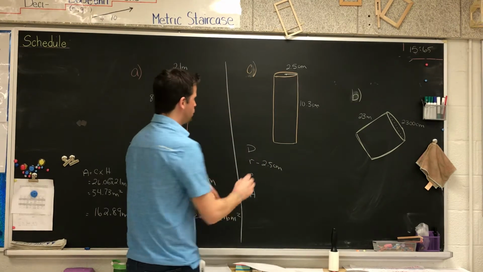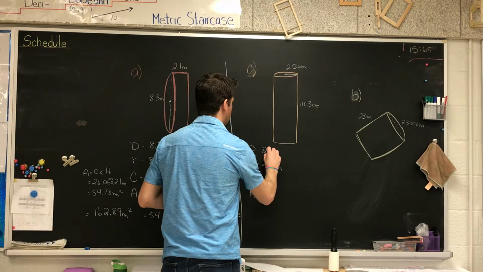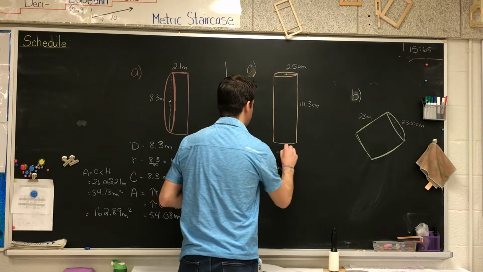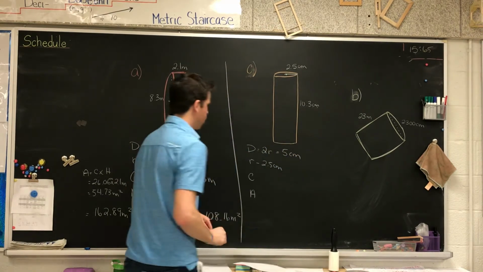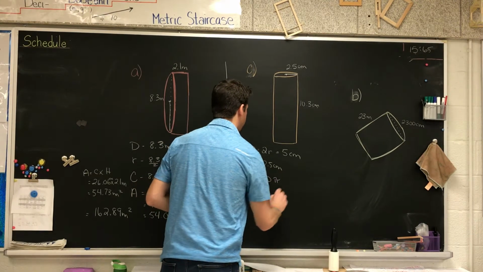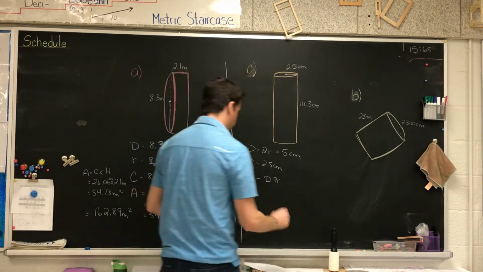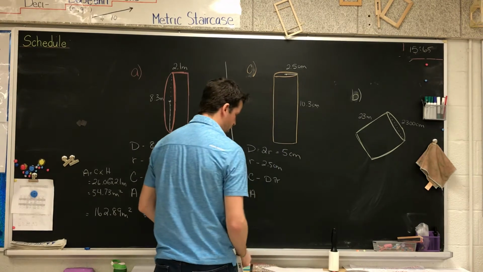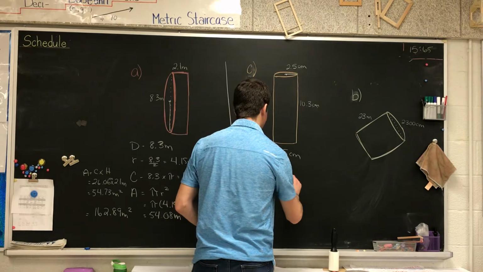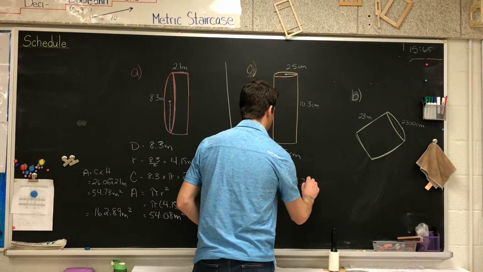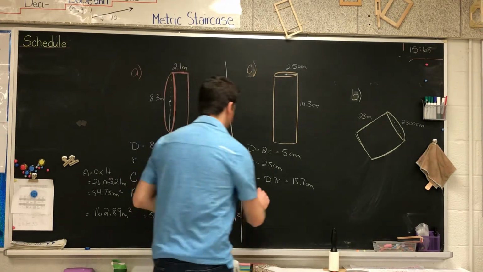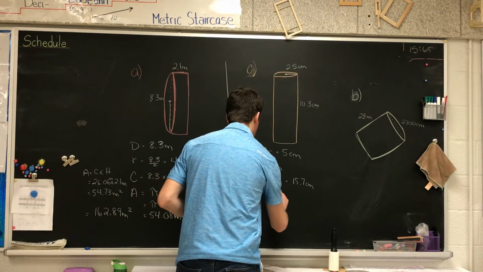We know to find diameter, it's radius times 2, or 2r. 2.5 times 2 is 5 centimeters. We know to find the circumference of a circle, we do diameter times pi, which is 5 times 3.14, which gives us a circumference of about 15.7 centimeters. And we need the area of the top circle, which is pi r squared.